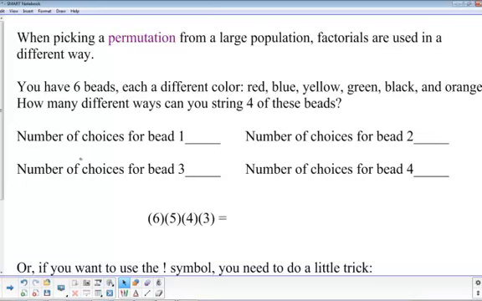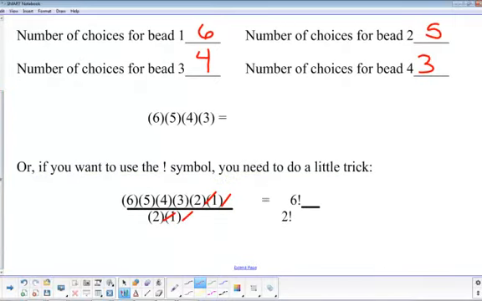Alright, so now we're going to have 6 beads: red, blue, yellow, green, black, and orange. How many different ways can you string 4 of these beads? So we don't have 6 spaces, we only have 4 spaces. So the first space we have 6 options, second space we have 5 options, third space we have 4 options, and the fourth space we have 3 options. So this is not a simple factorial. This is 6 times 5 times 4 times 3. We could rewrite this with factorials if you divide by 2 factorial, because that would get rid of the 2 and the 1.